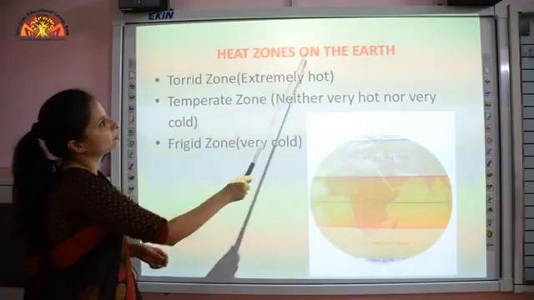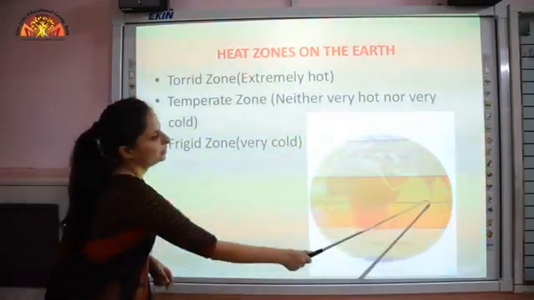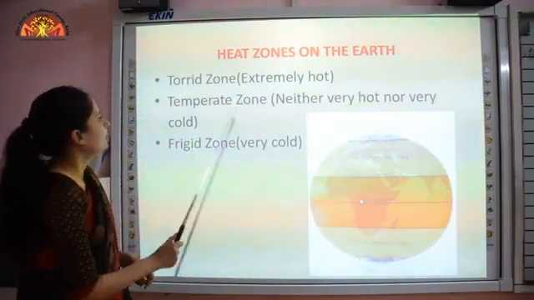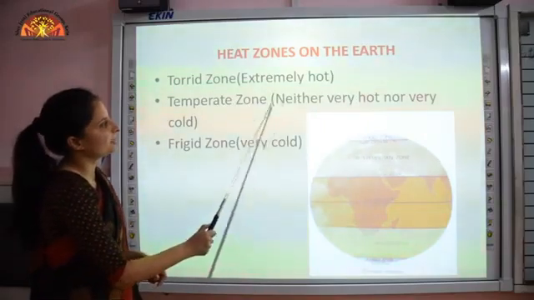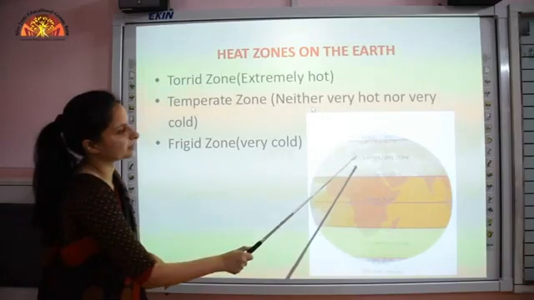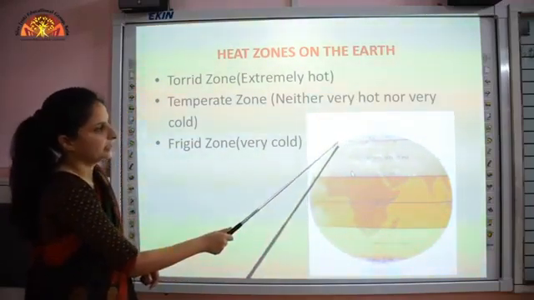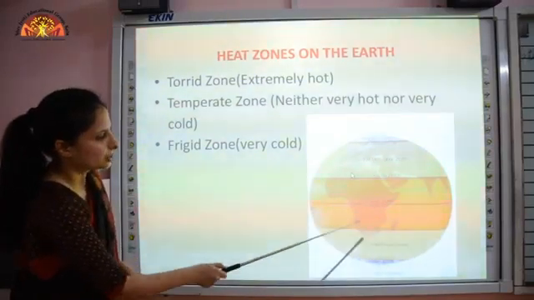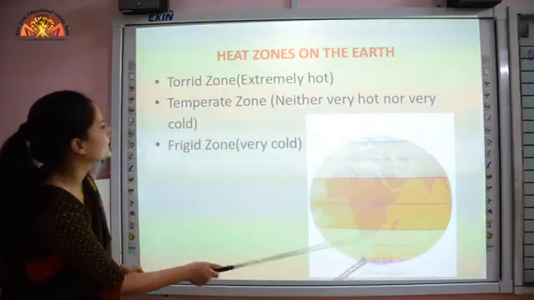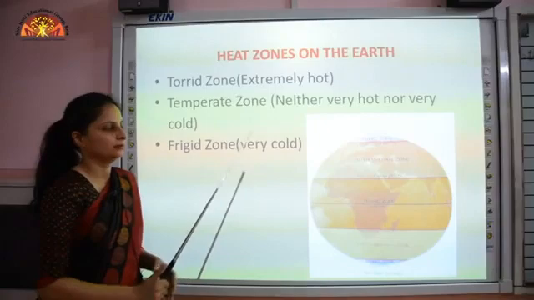So the 3 heat zones on the earth are torrid zone. Here is the torrid zone, which is extremely hot as it's near the equator. Temperate zone, temperate means neither very hot nor very cold. Here you have the temperate zone between Tropic of Cancer and the Arctic Circle in the north, and between equator and Tropic of Capricorn in the south. And then we have frigid zone, which is very cold.